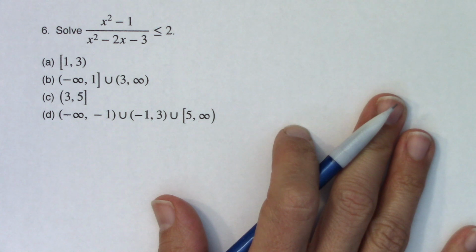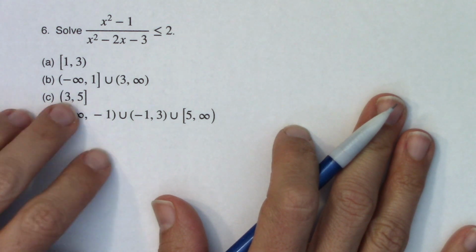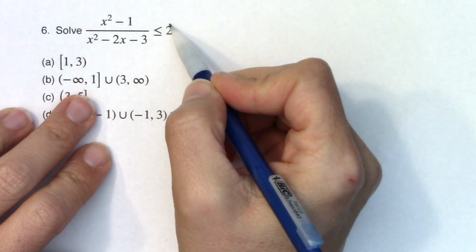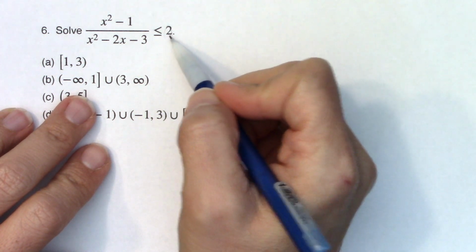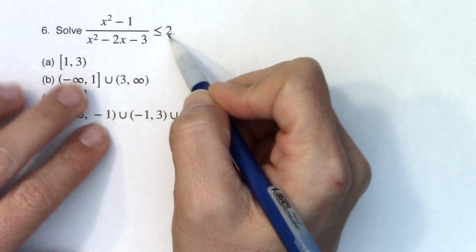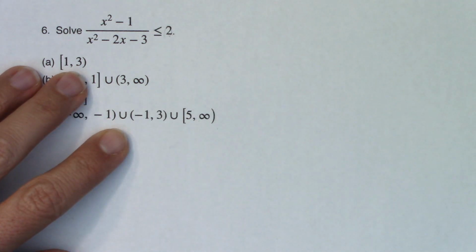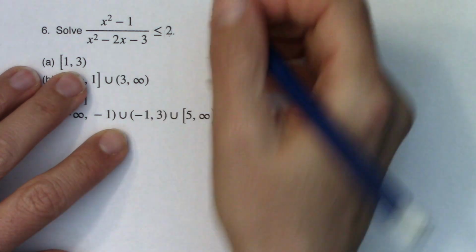Folks, welcome to number 6. This one is going to be an intense one. I've got a rational inequality and I have a 2 over here. And if I want to do any of these rational inequalities, I need a 0 on this side. So the first thing I'm going to do is subtract 2 from both sides.